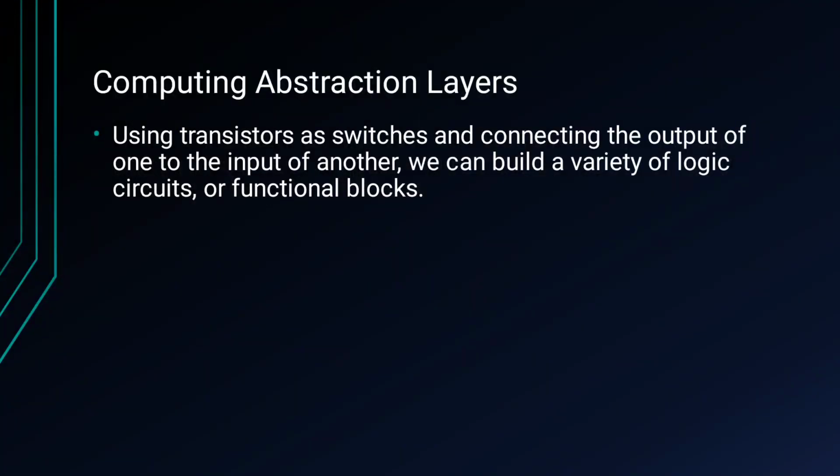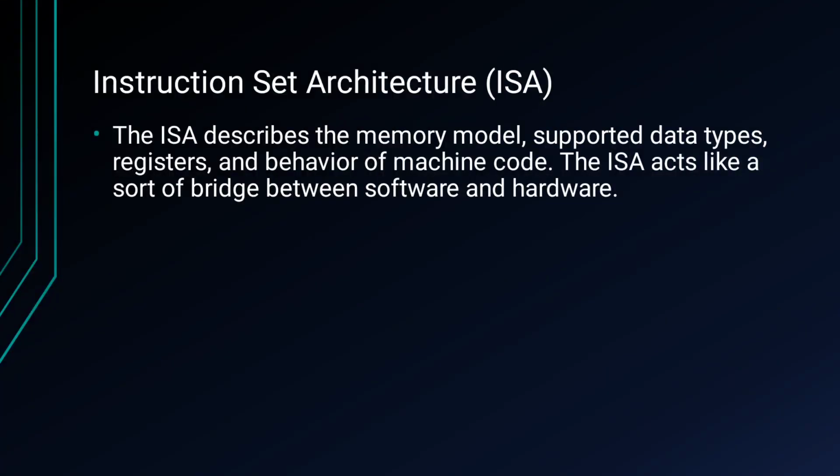The computing abstraction layers. Using transistors as switches and connecting the output of one to the input of another, we can build a variety of logic circuits or functional blocks. The instruction set architecture or ISA describes the memory model, supported data types, registers, and behaviors of machine code. The ISA acts like a sort of bridge between software and hardware.